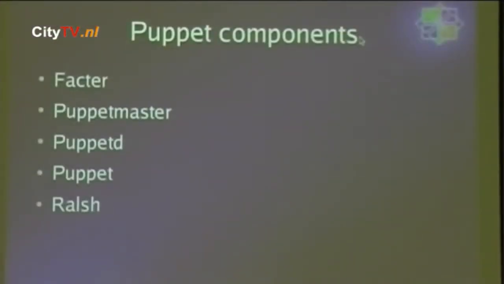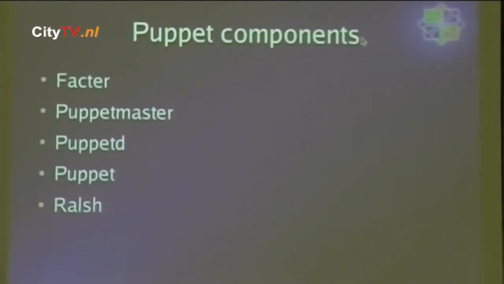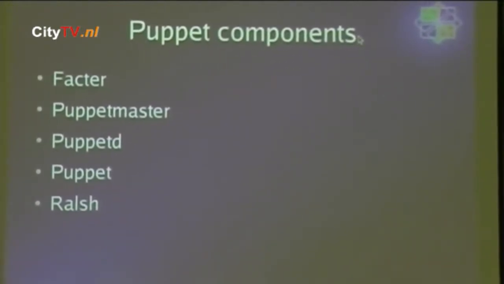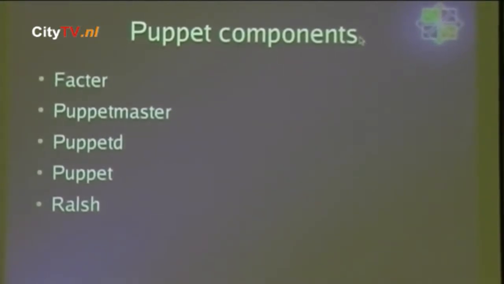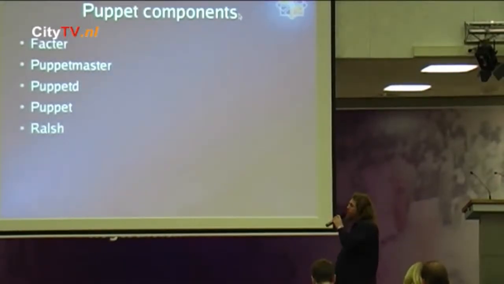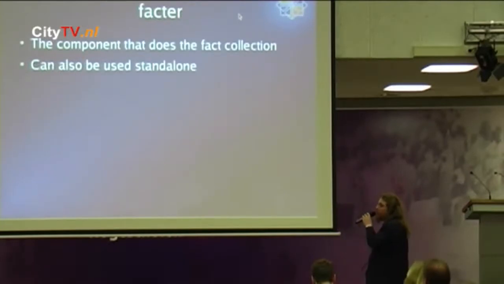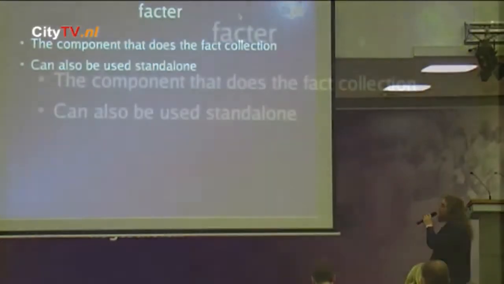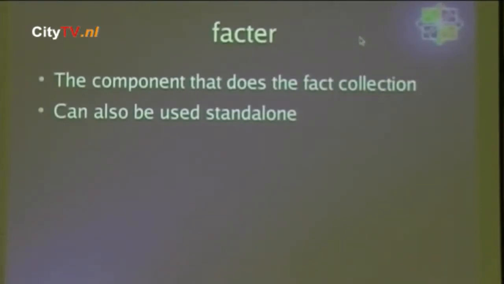Puppet itself is working with a set of components. The first one is Facter, the Puppet Master, the Puppetd, the Puppet command line tool, and some arcane tool called Ralsh. First of all, Facter, I already said, is a simple tool. It's the component that does the fact collection, and it's not tied to Puppet, so you can use it for your own project, or just call it from a shell script, for example, to find out the current host name, or determine the free system memory, find out the SSH host key, or whatever you want.